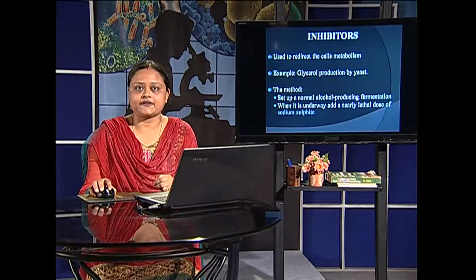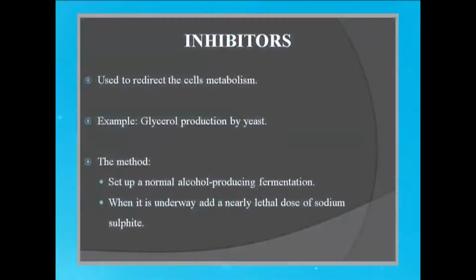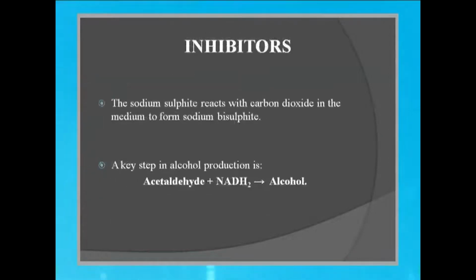Next are inhibitors. Very interesting to note. Say for example, a specific organism can generate two types of compounds. We want one of them. So we have to inhibit one of the metabolic pathways so that the other can be produced. Now, an example that is taken is of sodium sulfite. Obviously, we will not use a lethal dose. The reaction during the production of alcohol by Saccharomyces cerevisiae involves acetaldehyde and NADH2 generating alcohol. Now, if we use the sodium sulfite, what happens?